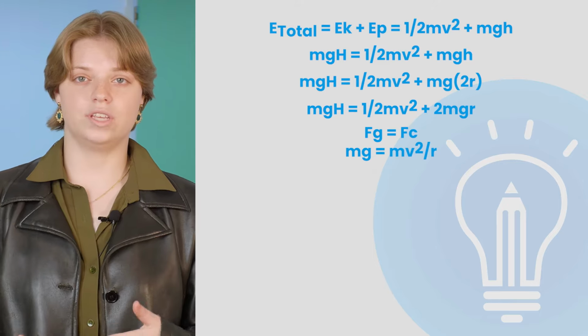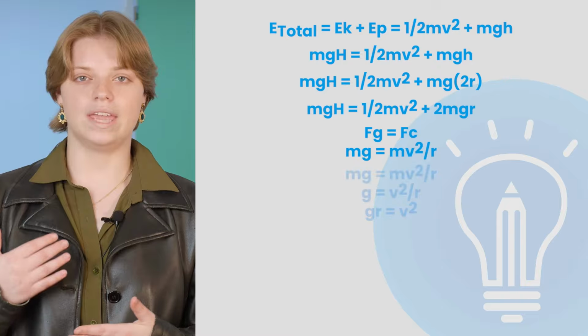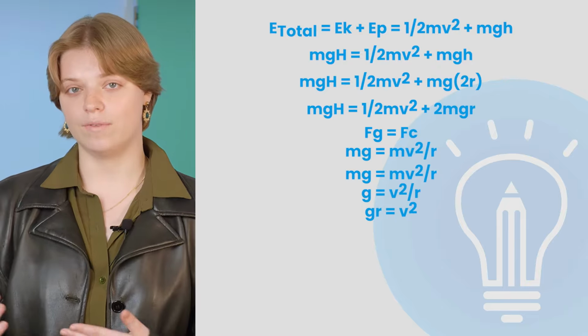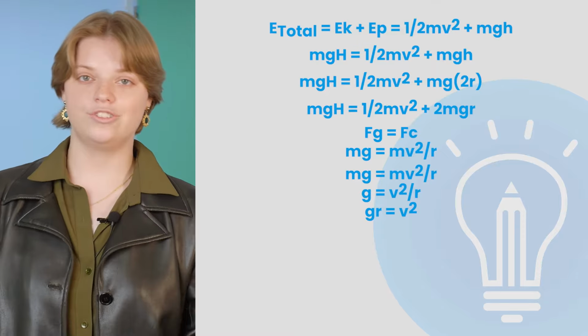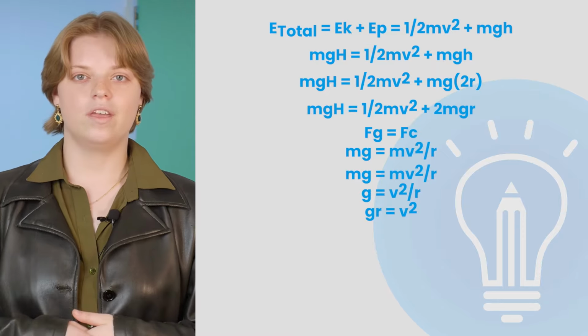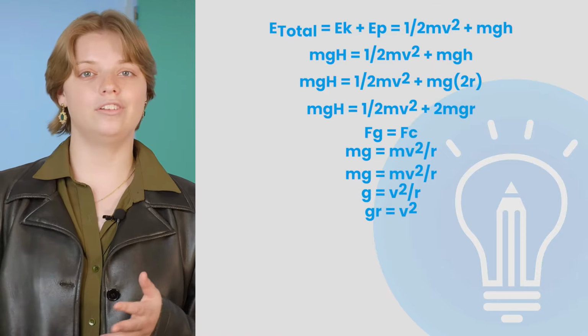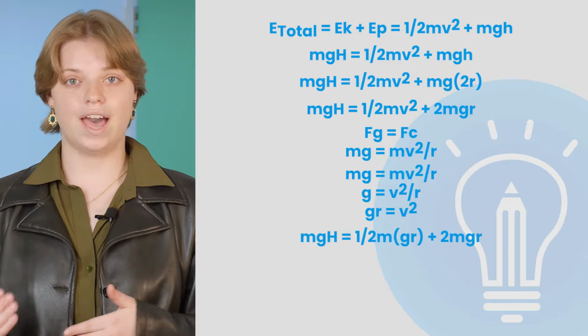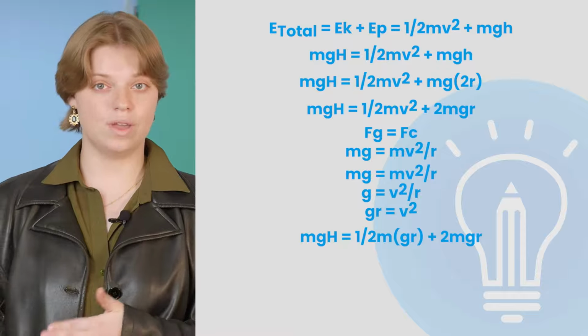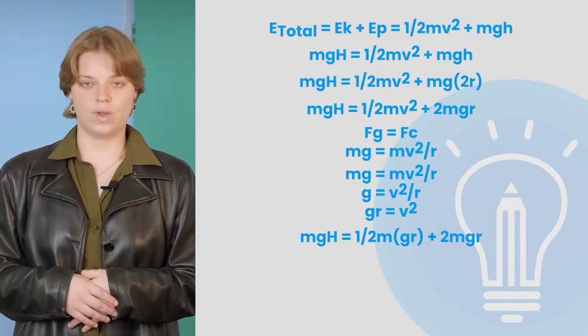So if we rearrange this for v squared, we get mg equals mv squared over r. Changing that to g equals v squared over r, gr equals v squared. We then substitute that into our big, long conservation of energy equation: mgh equals half mgr plus 2mgr. We now have an equation we can solve.